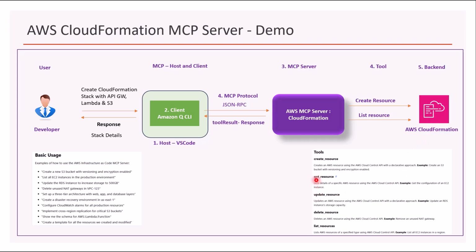Similarly, you can use get resources, and here, list all the EC2 instances in the production environment. Once the cloud engineer sends that request, the AWS MCP CloudFormation server converts that into a tool call, maybe get resource, makes a call to the AWS CloudFormation service, retrieves the data and sends it back to the cloud engineer through this Amazon Q CLI client. Similarly, you can see other tools as well: update resources, delete and list resources. So that's what I'm going to show you as part of the demo.